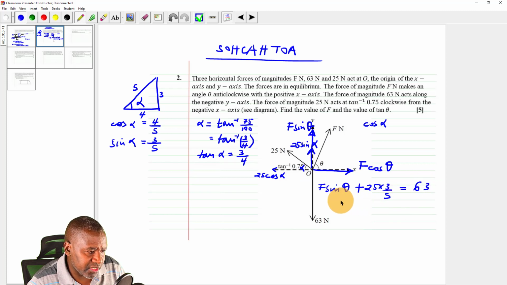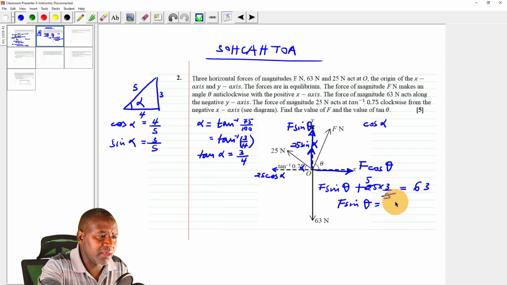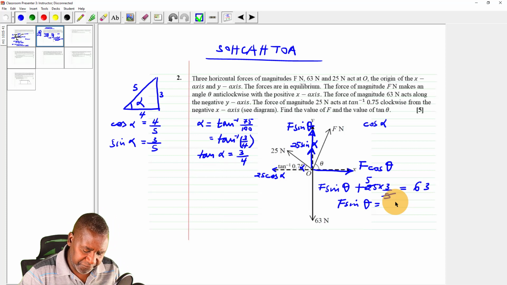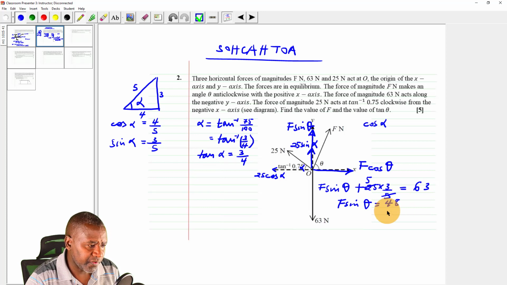And we see that F sine theta, since this 5 gives me 5 here, I get 15 plus. I'm going to do 63 minus 15, and I get that to be 48. I can't go any further as far as that expression is concerned, so I can call it equation 1.